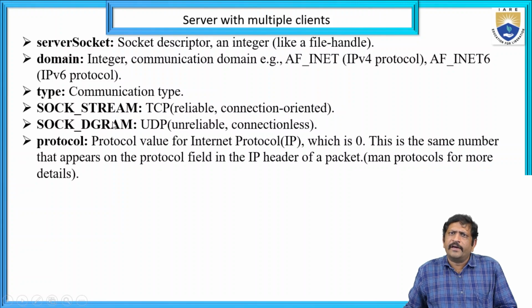SOCK_DGRAM. Here it is the datagram protocol. The datagram protocol we call the UDP protocol. UDP protocol in communication is unreliable. Why? Because it is a connectionless protocol. A protocol is nothing but something framed with a set of rules and regulations. The protocol value for internet protocol is 0. This is the same number that appears in the protocol field in the IP header of the packet. See the man page for protocol for more details and examples.